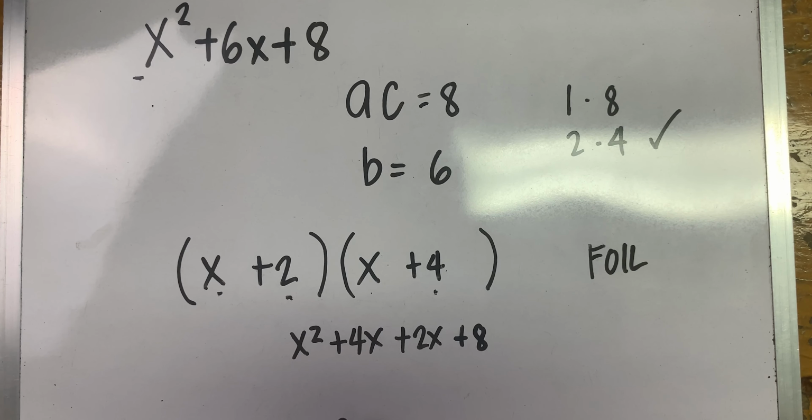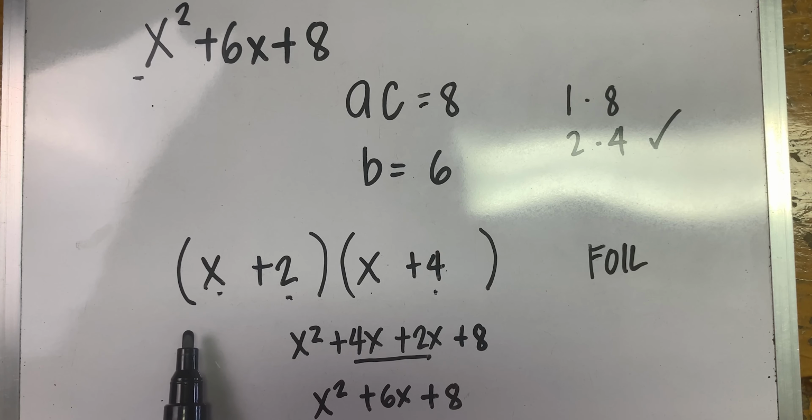Combine natin ngayon yung dalawang like terms. Ito yon 4x tsaka 2x. So, i-rewrite natin x squared, add natin tong dalawang to. So, positive 6x plus 8. So, tama ang sagot natin na factors.